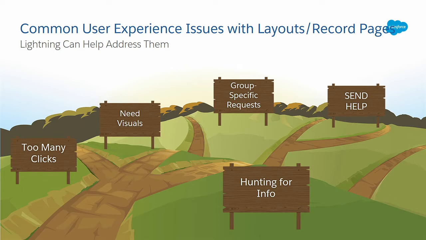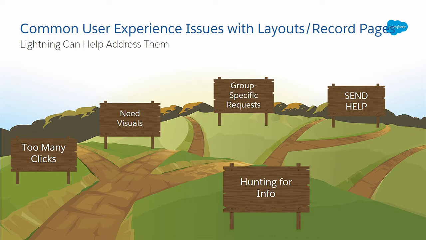For example, users want to be able to access the information that they need without too many clicks. They don't want to have to sift through clutter to find what they need to take action. They want to see visuals that communicate key record details at a glance. And they may have very specific requests to see something that applies just to their group or to see something in a very particular way on the page.